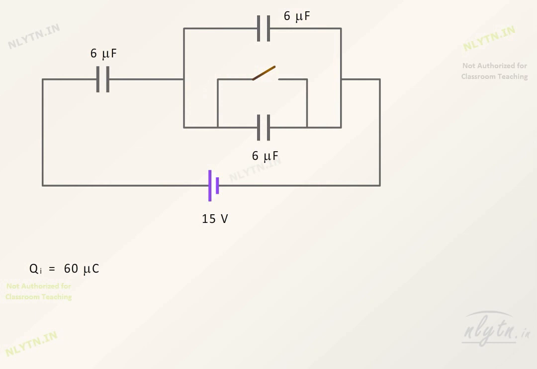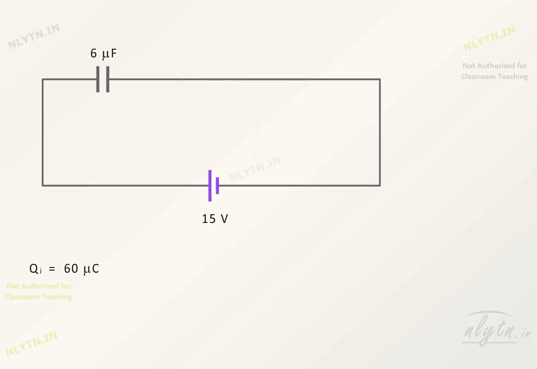Now, when the switch is closed, then both these capacitors are shorted. Note that it may appear that only this capacitor is shorted. But since both the capacitors are between the same set of points, this capacitor is also shorted. So we can remove both of them from the circuit. In this case, charge on this capacitor is equal to this term. So there is an extra charge in this system equal to this term, which must be supplied by the battery.